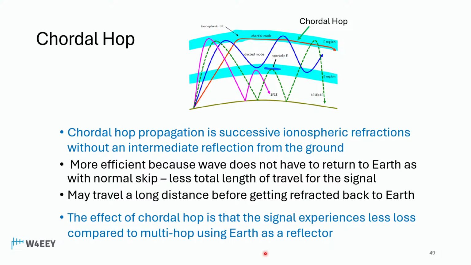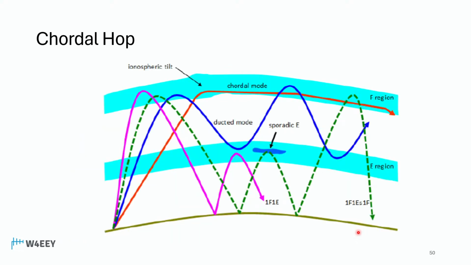Now, the effect of chordal hop is that the signal experiences less loss compared to multi-hop using Earth as a reflector. So this might sound kind of similar to this, and it is, but it's two different pool questions. So I wanted to put the text of both of them in. So I have an enlarged picture here on the next slide.